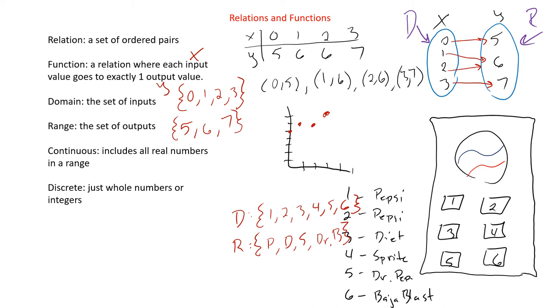The graph of something that's discrete looks like this, where we just have some points. The soda machine is definitely a discrete function because there are 6 buttons. You're not going to push the 1.5 button. You're not going to push the 3.78 button. You can push button 3, you can push button 4. Those are the options. And then what you get out: a Pepsi, a Diet, a Sprite, a Dr. Pepper, a Baja Blast. You're not going to get some mix of something in between there. And so with discrete, we just have points.